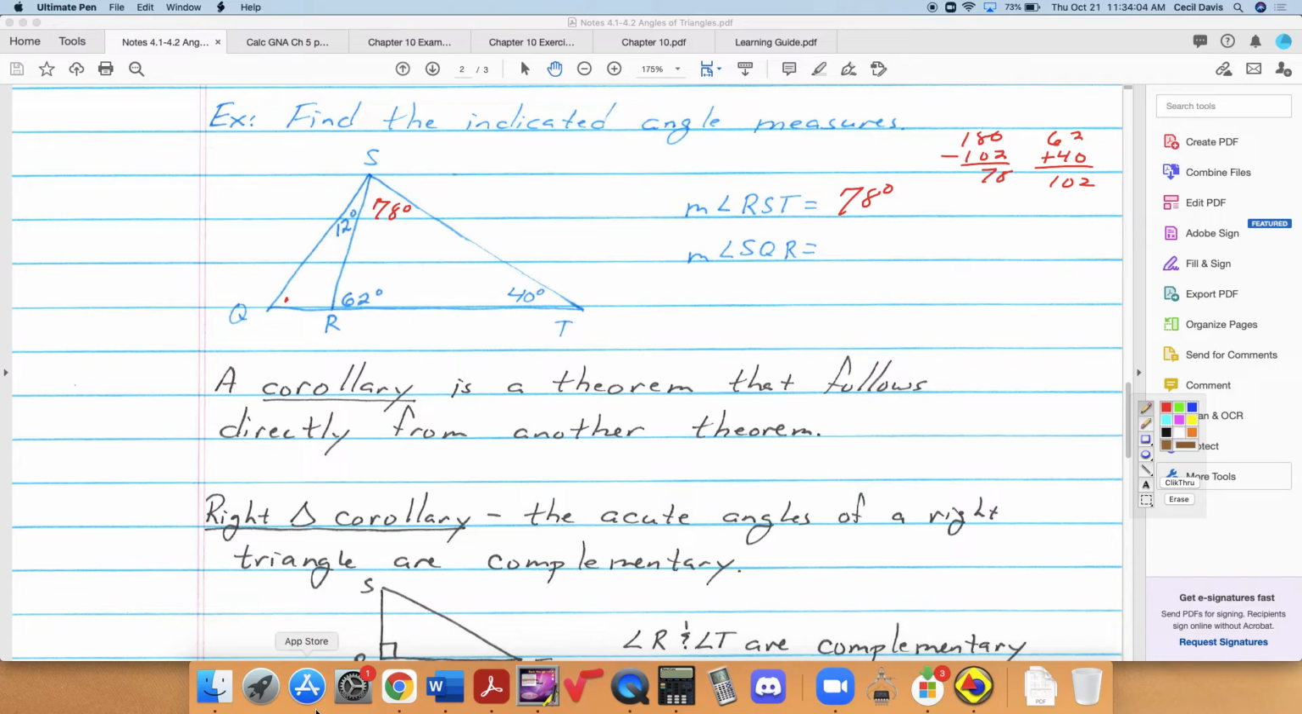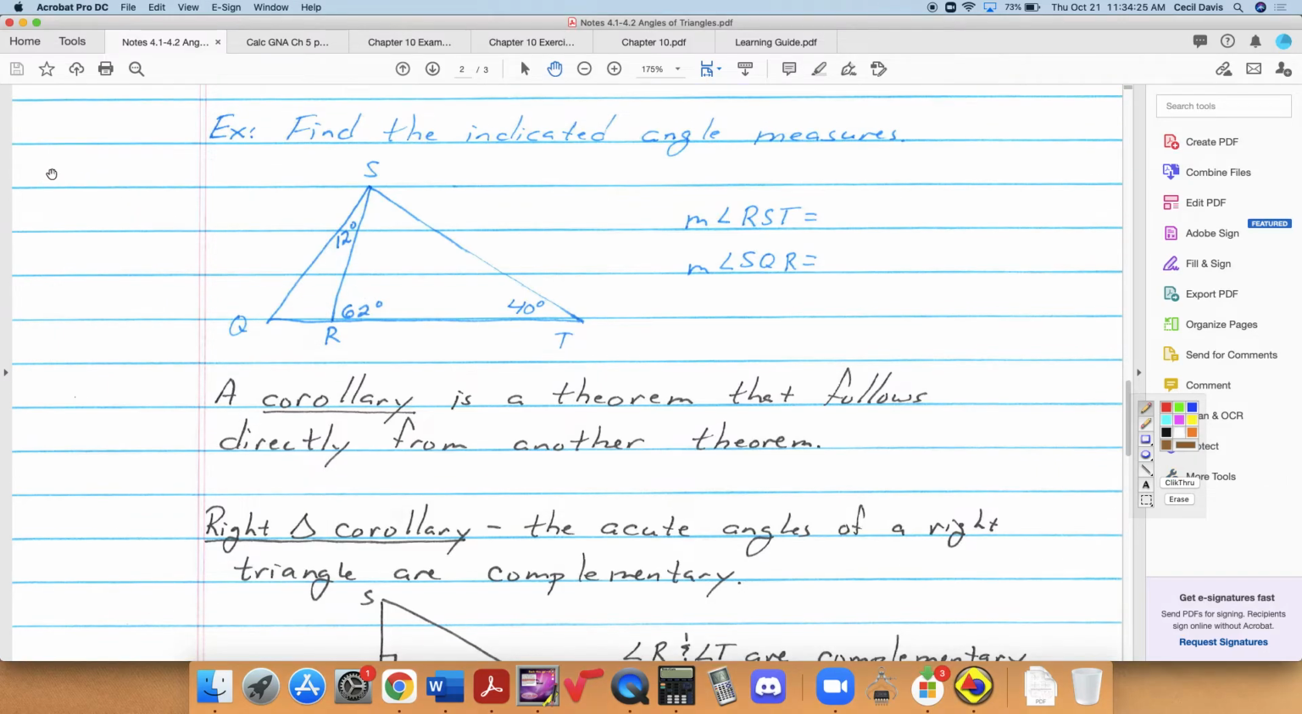We could figure it out. Jake, did you have a thought? Oh, you have a thought? Okay. Yes? You could find the supplement of angle SRT, because those are a linear pair. Yep, we could find this angle right here by taking 180 minus 62.